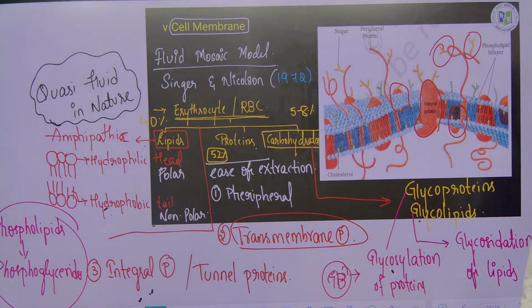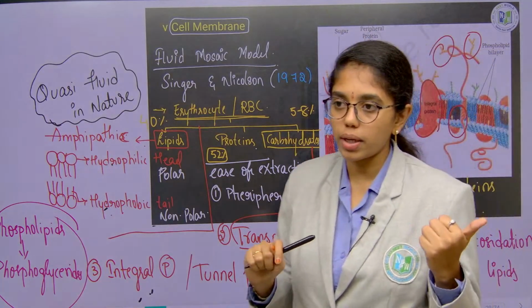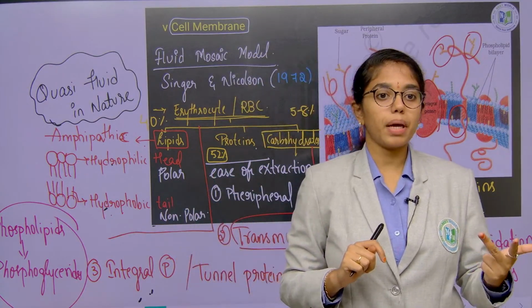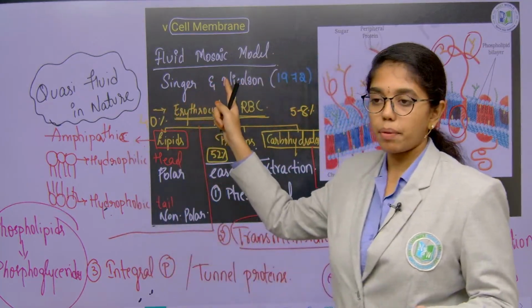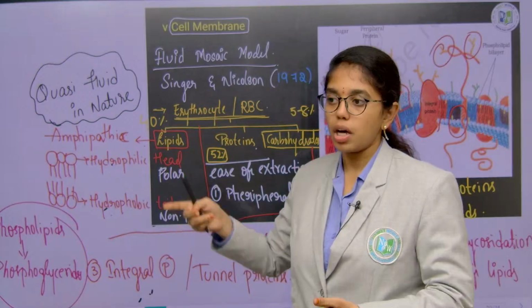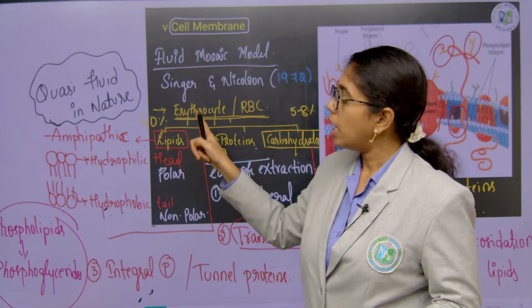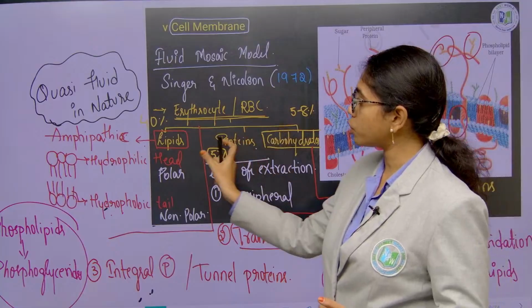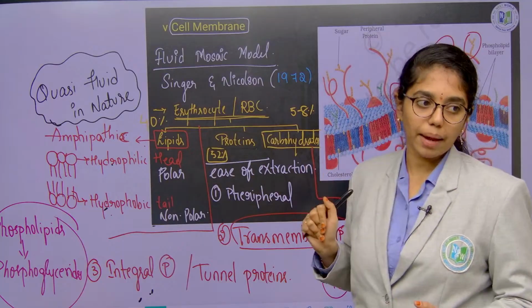Shall we quickly recall all this once? The cell membrane has many synonyms: plasma membrane, semi-permeable membrane, selectively permeable membrane, or plasma lemma. Many models were proposed, of which the widely accepted model is the fluid mosaic model, because it is more realistic. It was proposed in 1972 by the scientists Singer and Nicholson. Let us talk about its composition. It is composed of three main components: lipids, proteins and carbohydrates.